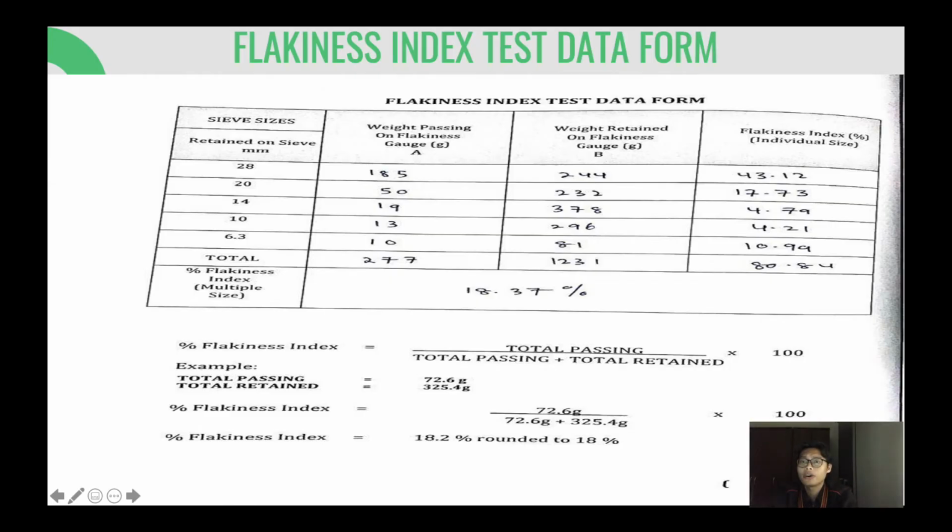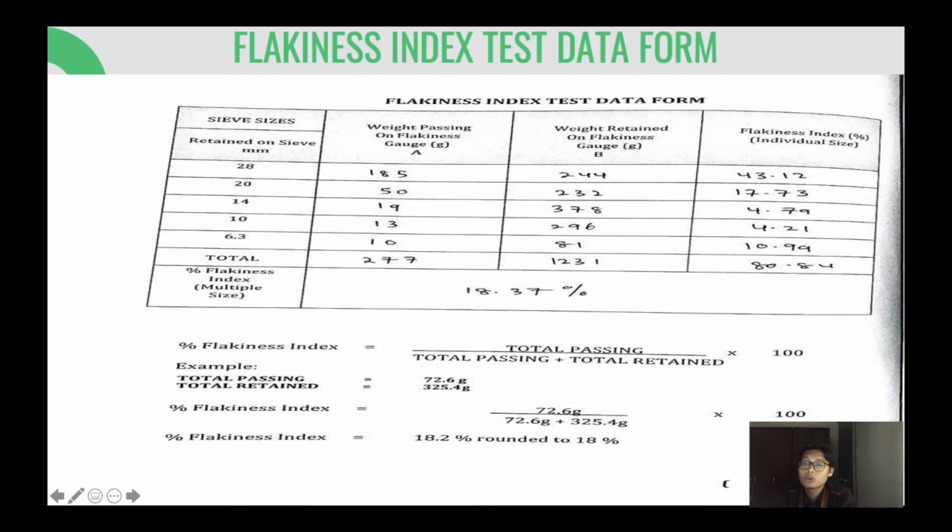These are data for flakiness index test. To get flakiness index for individual size, we use total passing over total passing plus total retain times 100. For example, we take retain on sieve 28 mm. 185 over 185 plus 244 times 100, we will get 43.12.